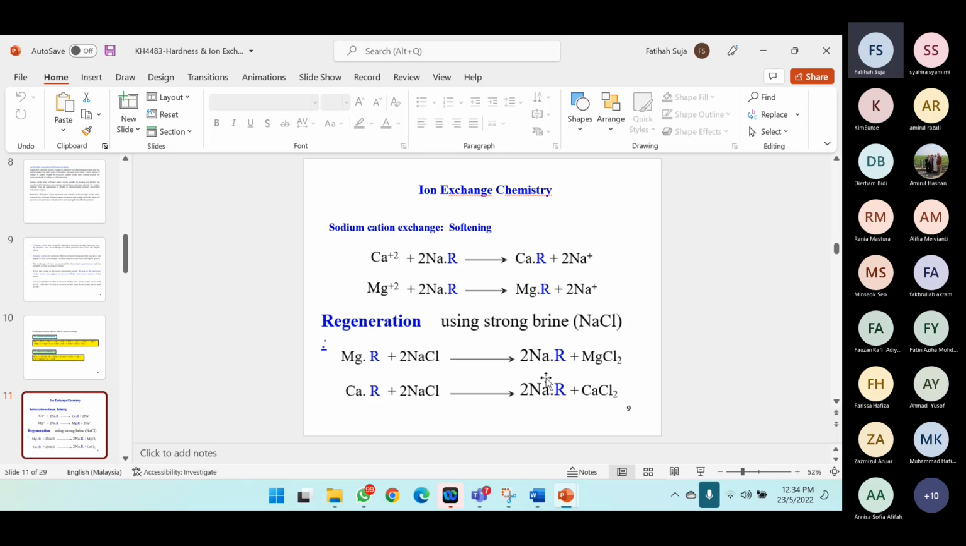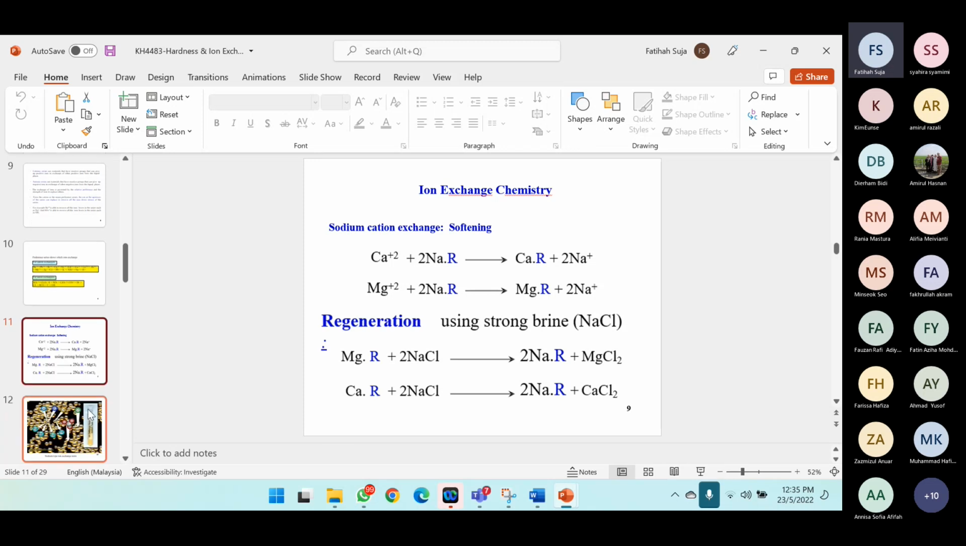that you have treated. So if you have a health problem, then this is something that you need to consider, because maybe you need to replace it with potassium, or you use other techniques to remove this water hardness. Okay.